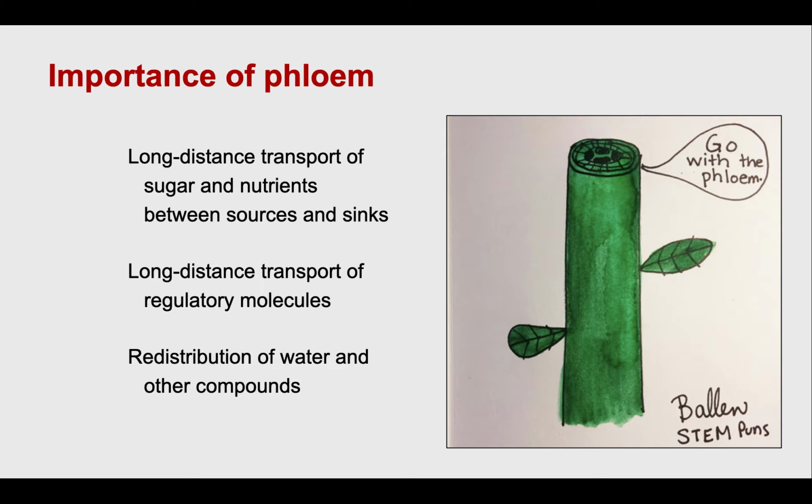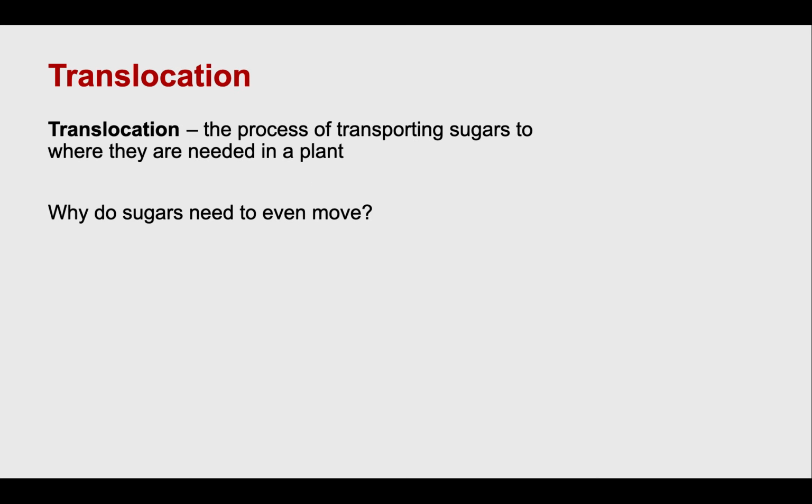We can have transport of not only nutrients, but maybe different regulatory molecules like hormones, right? And it's also going to help to redistribute water or other compounds. So it's not just nutrients. There's actually a lot of water transport happening here too. The process of moving these sugars to where they are needed is called translocation, right? So we think about maybe the sugars that were made by photosynthesis, or the nutrients taken up by the roots.